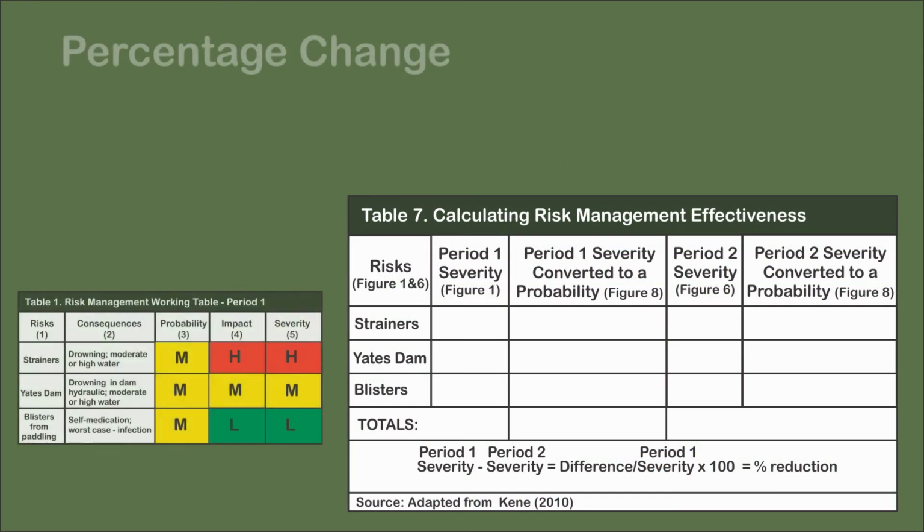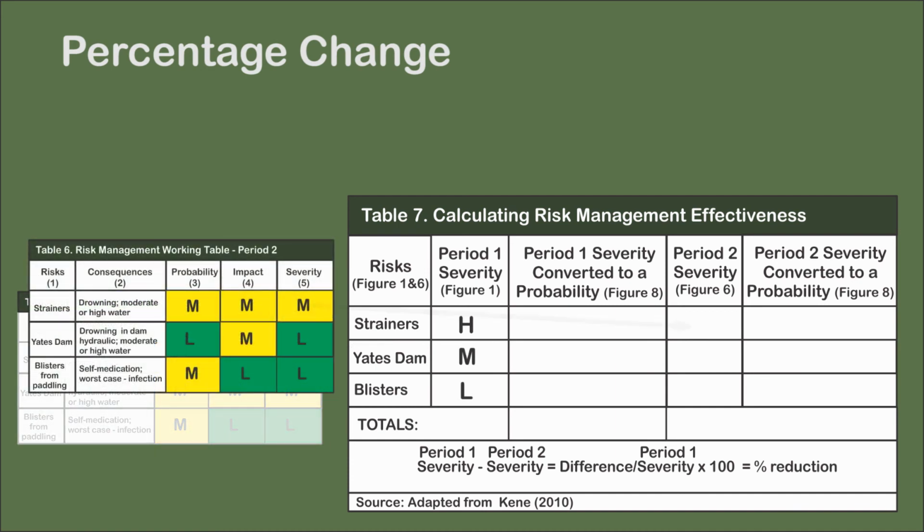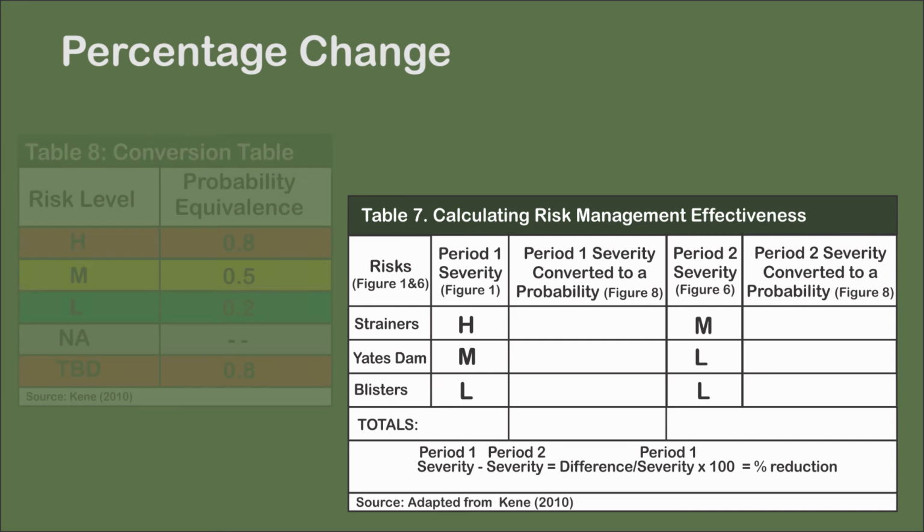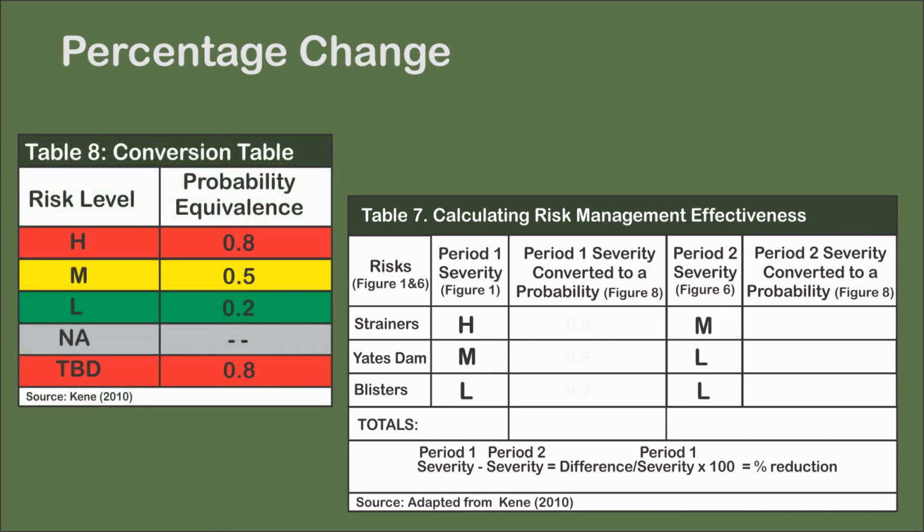The mitigation efforts can be measured. Table 7 is used to calculate the change. The risk and severity are listed for period 1 and period 2. This ordinal data needs to be converted to numeric form to make the calculation. Table 8 converts the high to a 0.8, medium to a 0.5, and low to a 0.2 probability.